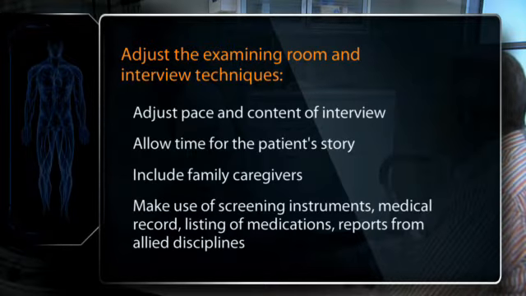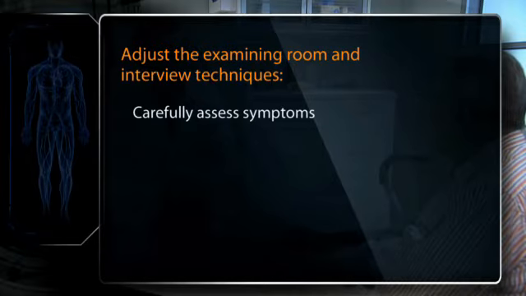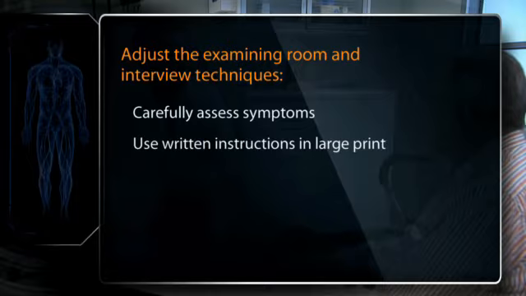Make use of the useful brief screening instruments for geriatrics, the past medical record and listing of medications, and reports from allied disciplines. Carefully assess symptoms, especially fatigue, loss of appetite, dizziness, weight loss, and pain, for clues to underlying disorders and geriatric syndromes like falls. Make sure written instructions are in large print and easy to read.